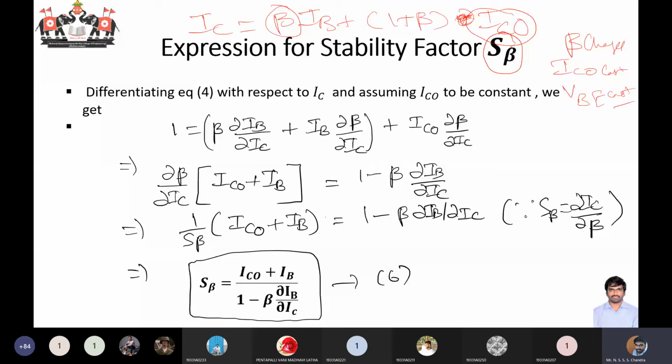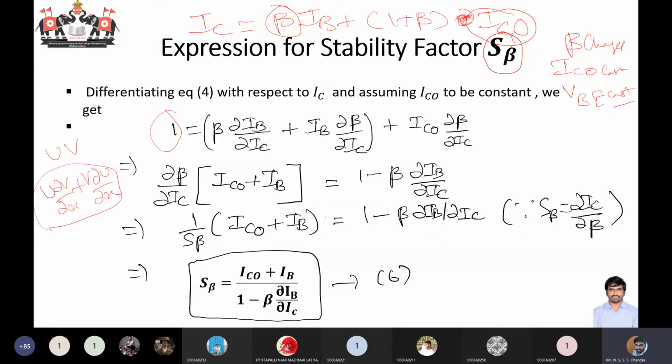Now if you differentiate this expression with respect to IC, on the left hand side you have ∂IC by ∂IC, which will be equal to 1. And then you have beta and IB. If you are differentiating UV with respect to X, what will it be? UV dash plus VU dash, so U into ∂V by ∂X plus V into ∂U by ∂X, isn't it?